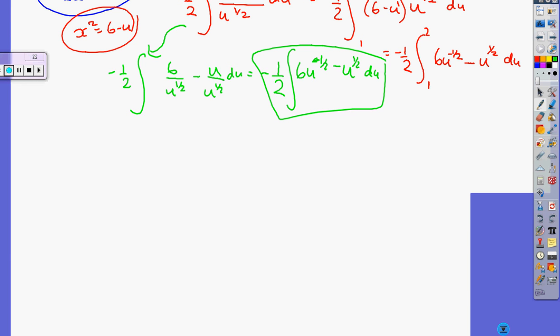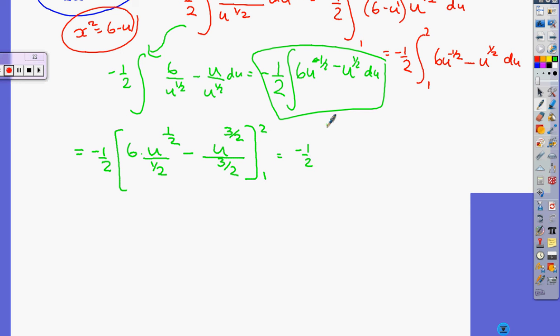Integration. Okay, so you end up with minus a half, square bracket, 6u, increase the power. So that was minus a half, so it'll go to a half, divided by a half. Okay, minus u, increase the power by a half, gives 3 over 2, divided by 3 over 2, between 1 and 2. So this will go to minus a half, 6 divided by a half is 12, u to the half, minus 2 over 3, u to the 3 over 2.